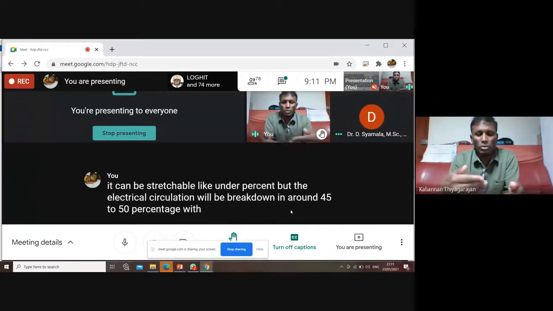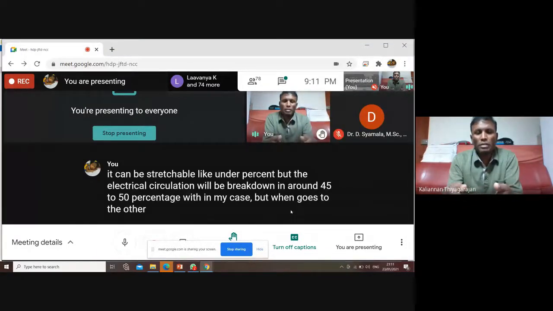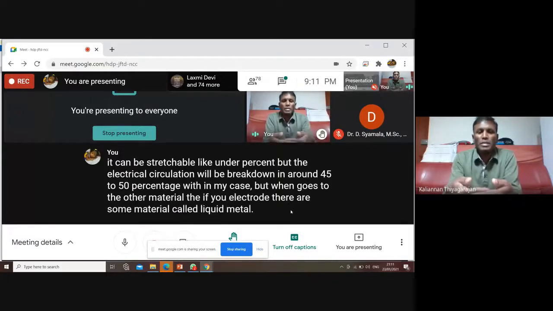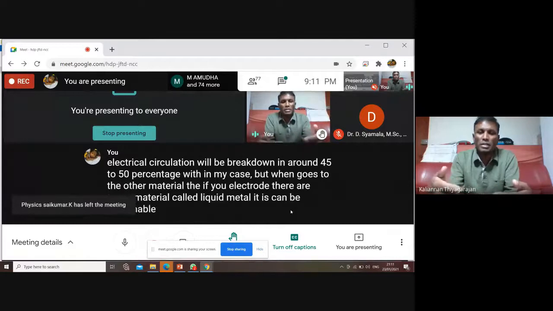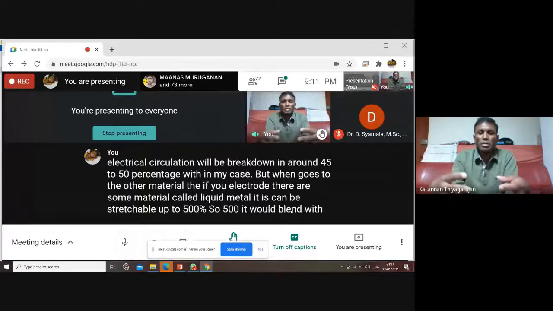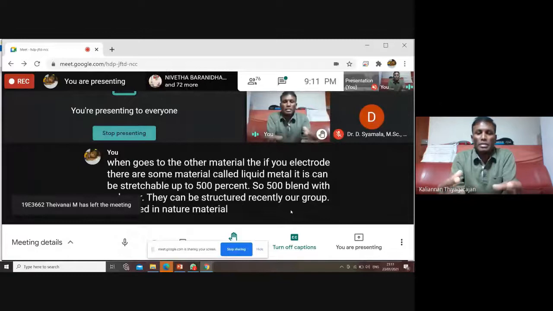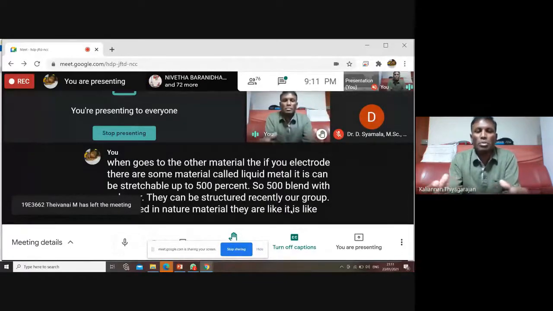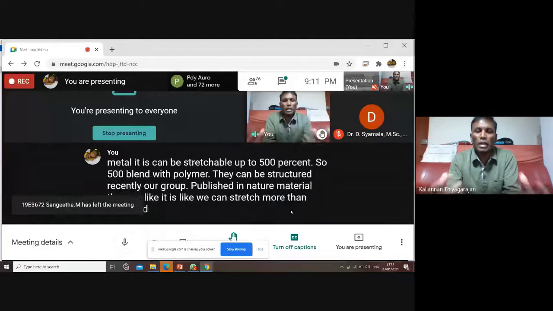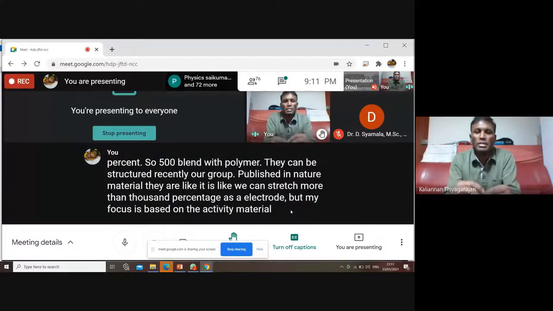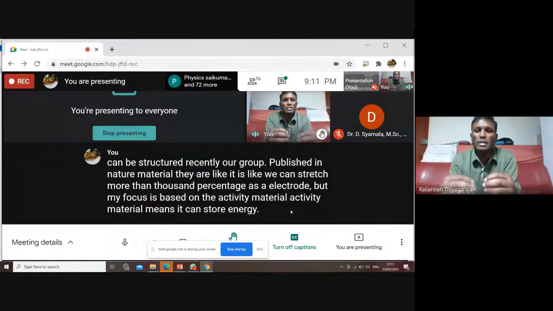But with other materials, for electrodes, there is a material called liquid metal. It can be stretched up to 500%. If blended with polymer, they can be stretchable. Recently our group published in Nature Materials that we can stretch more than 1000% as an electrode. But my focus is on the active material. Active material means it can store energy, or in a transistor it is the semiconductor.